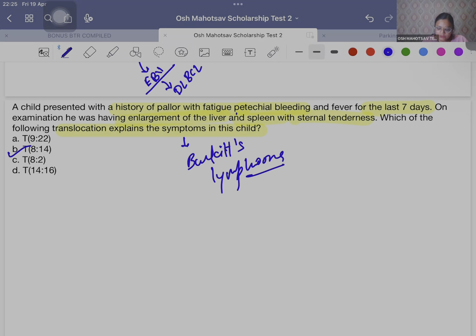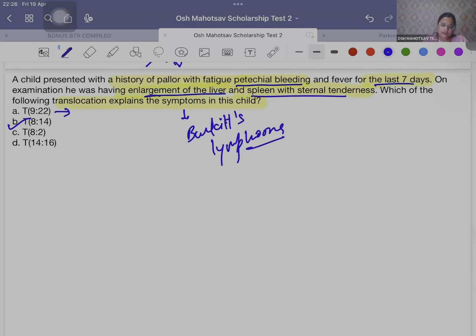Okay, because petechial rashes, fever, enlarged liver and spleen plus tenderness. The translocation more common is 8;14. Okay. The translocation 9;22, if you know, this is Philadelphia chromosome. Translocation 14;16, these are our teen groups.